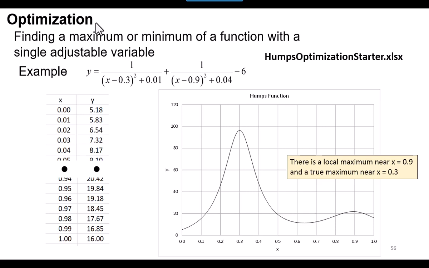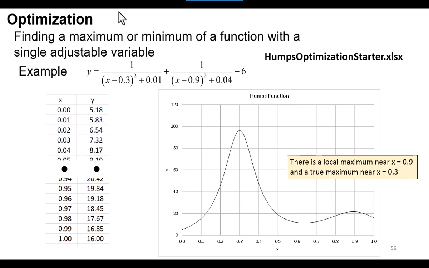Let's continue with our Bootcamp 3 for Excel and VBA with the third segment, which is going to focus on optimization and curve fitting. And we're starting here with an example of a classical analytical function called the humps function. And it's shown here on the chart.